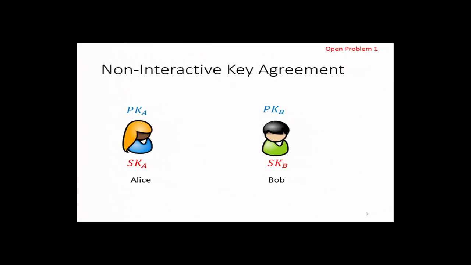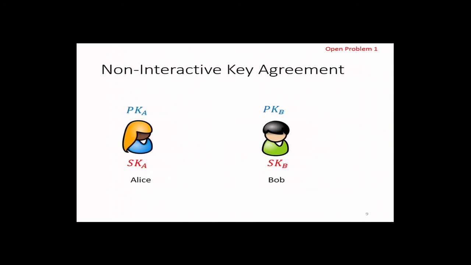And subsequent to our work, a number of long-standing open problems in cryptography have been solved using obfuscation and multilinear maps. Let me tell you about a few of them. The first open problem I want to talk about is in the context of non-interactive key agreement. This problem has actually been solved for the two-party setting. Let me start by talking about it in the two-party setting.